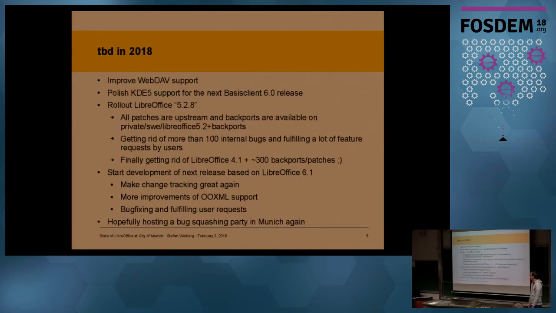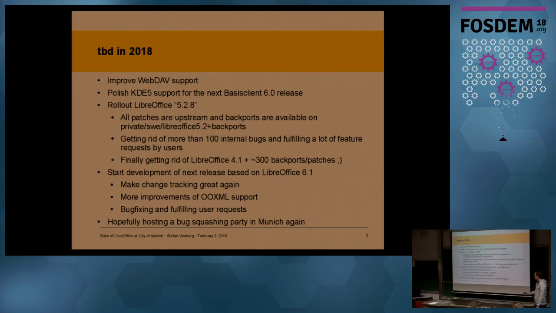And what is to be done in 2018? We want to improve WebDAV support, polish KDE5 support, for the next Basis Client 6.0 release, which does use KDE5. We also want to roll out LibreOffice 5.2.8. All patches for this version are upstream and backports are also available on our private branch. We are getting rid of more than 100 internal bugs, fulfilling a lot of feature requests by our users, and finally getting rid of LibreOffice 4.1 plus 300 or something like that, backports and patches, which is diverging from 4.1, which is upstream.